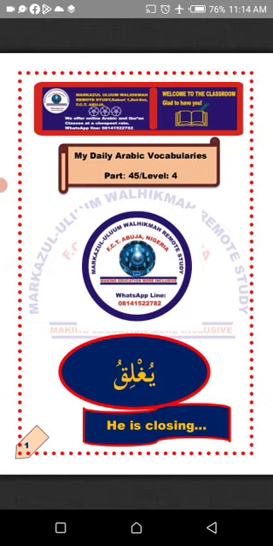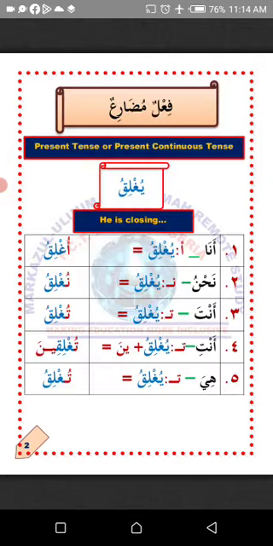Happy listening. We are going to learn from this lesson how to change the Arabic verb yugliku to suit certain pronouns in Arabic. Fi'ilun mudari, present tense. Fi'ilun mudari, present continuous tense.